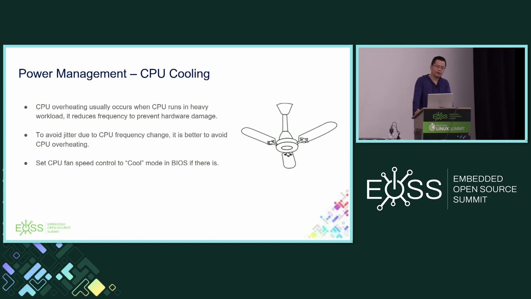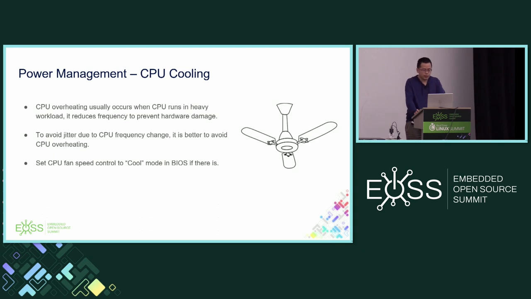This page is CPU cooling. CPU cooling could be tuned for RT performance as well. Usually, we might often ignore it. CPU overheating happens sometimes if the CPU is very busy. Then it might reduce frequency to prevent overheating and hardware damage.